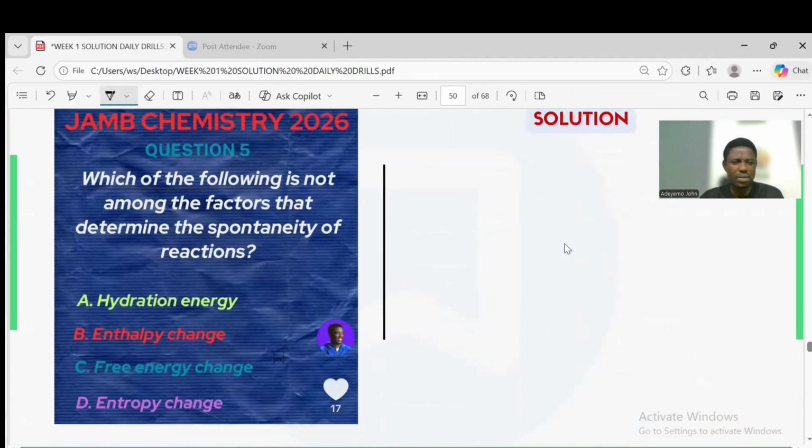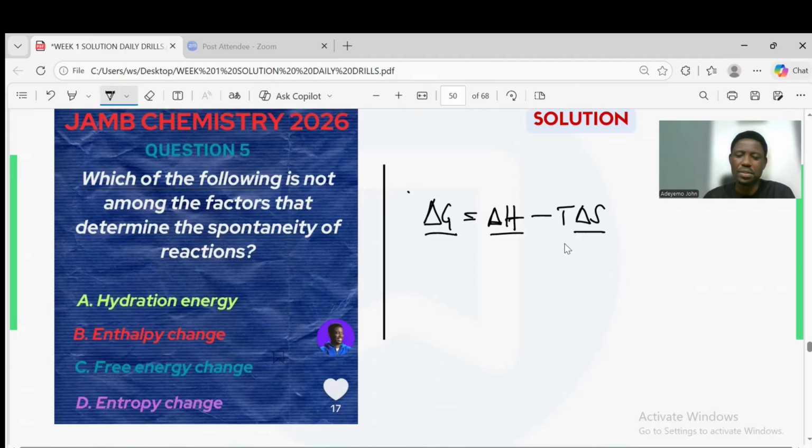Well, let's see question 5. Which of the following is not among the factors that determine the spontaneity of reaction? What does it mean for a reaction to be spontaneous? It means that the reaction does not need your help. No external force is needed for the reaction to take place. So we have three main factors: enthalpy, entropy, and free energy change. And they are related with this equation. You see that? You must have seen this before. So this is entropy, this is enthalpy, and this is free energy change. All right.